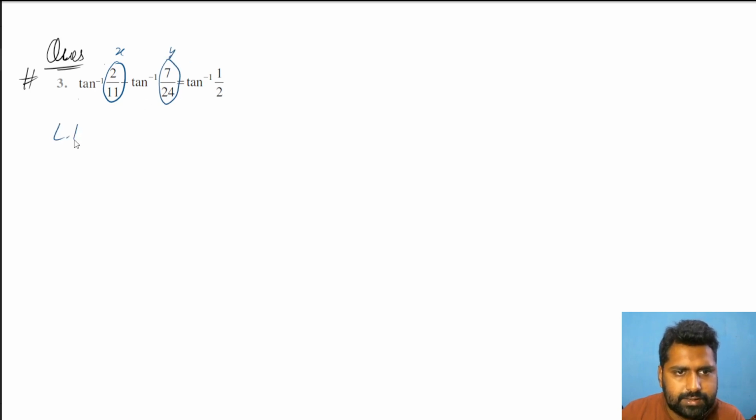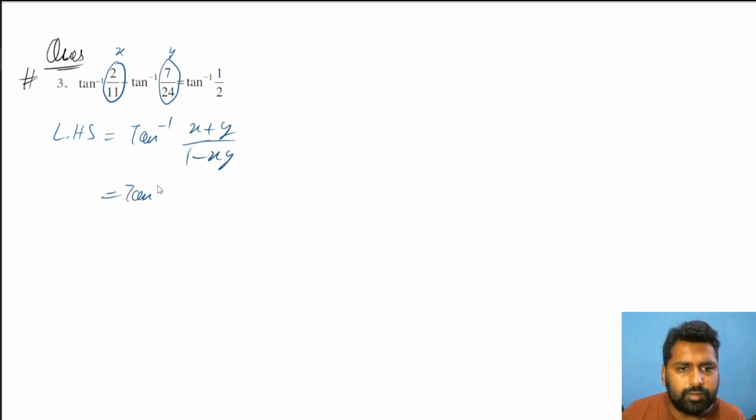Let's solve the LHS. Although right now it is asking us to prove, they can give these two expressions and ask you what it simplifies to, and they will give you 4 options: tan inverse 1, tan inverse 2, tan inverse 1 by 2, like that. So let's solve LHS. It becomes tan inverse x plus y upon 1 minus xy. Let's put down the values. Tan inverse 2 by 11 plus 7 by 24 upon 1 minus 2 by 11 into 7 by 24. Let's simplify.